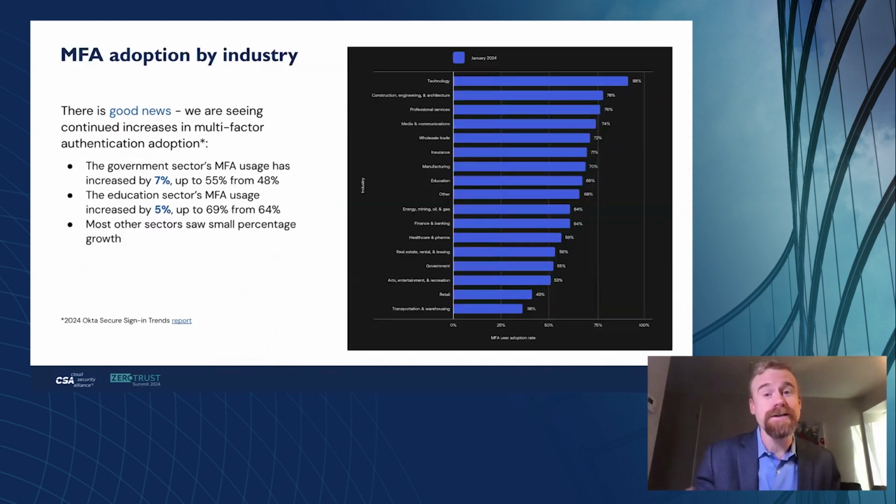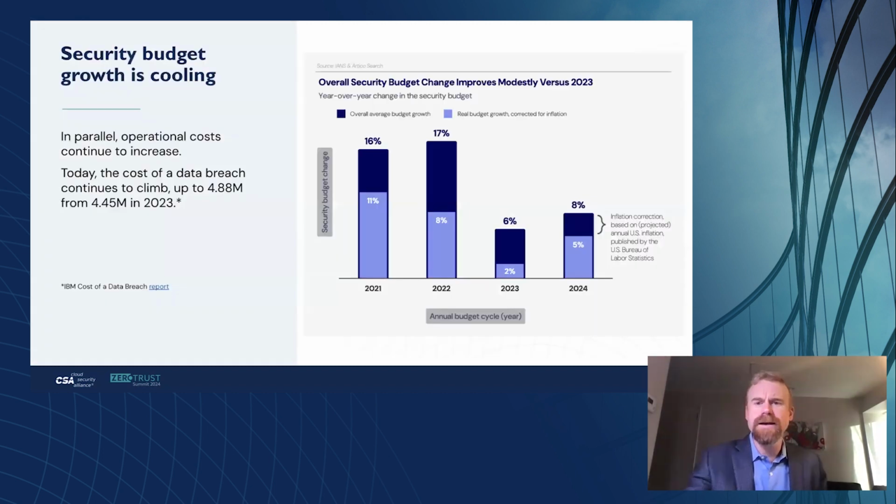Now, there is good news on the MFA front. We are seeing continued year-over-year increases in MFA adoption. Government and education sectors increased by 7% and 5% respectively, and we're hoping to see further increases as CISA guidance, recent US executive orders, and updates to global compliance frameworks all contribute to driving adoption across multiple sectors. Now, an executive order or compliance program change does not create its own budget, making finance one of the major headwinds to implementing strong multi-factor authentication.